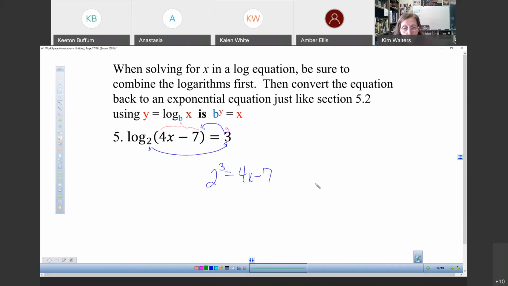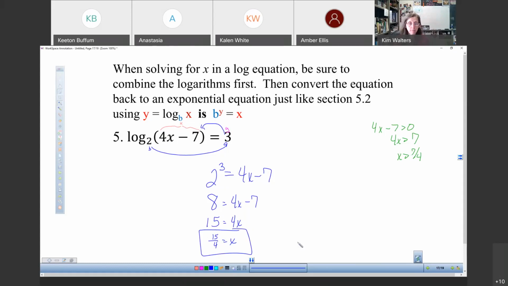Now, keep in mind, 4x minus 7 still must be greater than 0. So 4x must be greater than 7, and x must be greater than 7/4. So we're going to solve this equation. Get 8 is equal to 4x minus 7. I add 7 to both sides. I get 15 is equal to 4x. I divide both sides by 4, and I get x is equal to 15/4. And 15/4 is larger than 7/4. And so therefore, that is my solution.